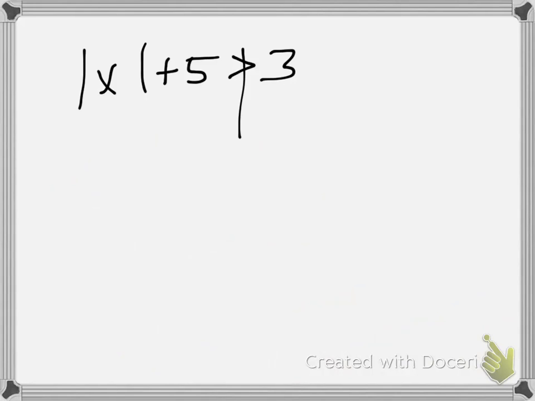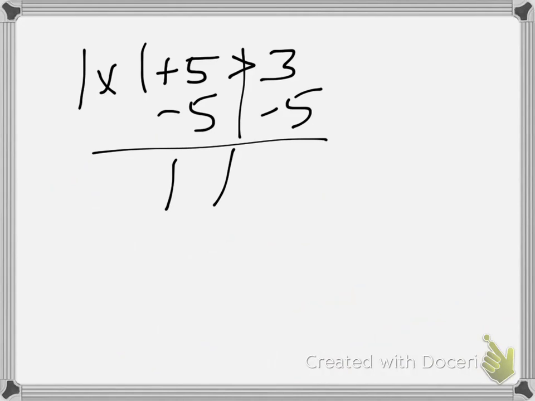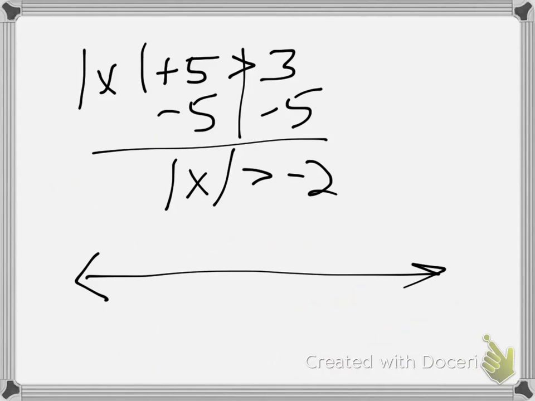So let's do another one. Here we have the absolute value of x plus 5 is greater than 3. I'm going to go ahead and solve it like normal: subtract 5 from both sides, and I get absolute value of x is greater than -2. That means when I draw my number line, 0, 1, 2, 3, 4, and -1, -2, -3, -4, I circle -2. And when x is greater than -2, that means I go to the right.